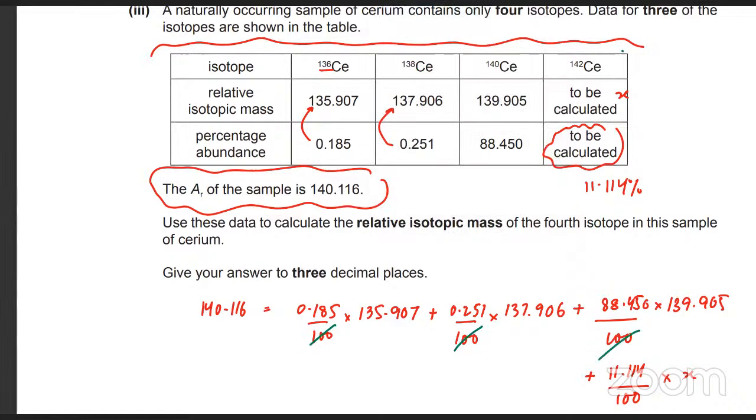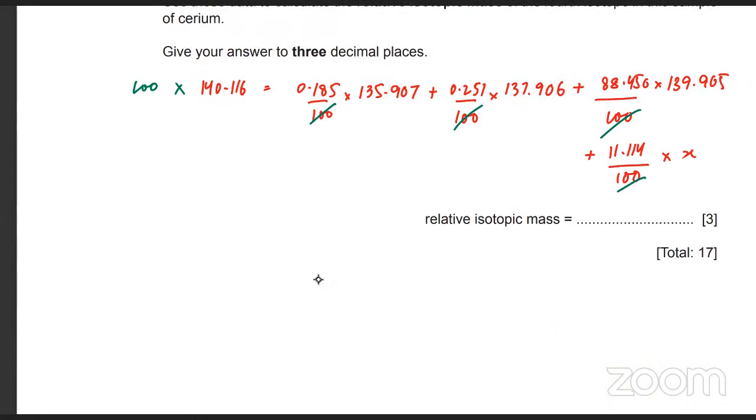Get rid of the 100. For that, I would have to multiply that by 100, so it's a pretty lengthy calculation. You have to be very careful with this. When you're trying to calculate, it's going to be 10 into 140.116. And then start subtracting. Keep this on this side and take the rest on the other side.